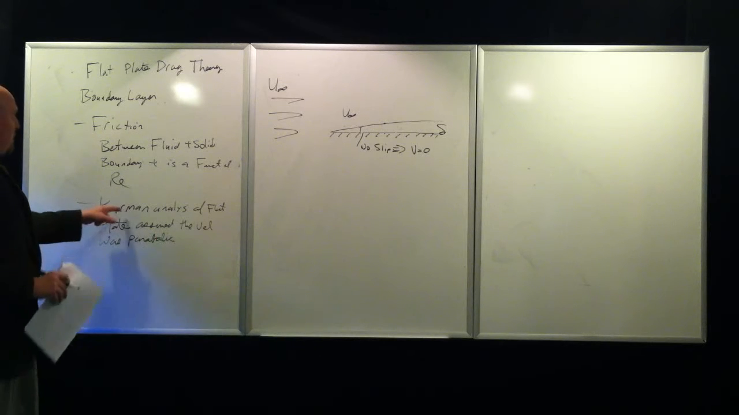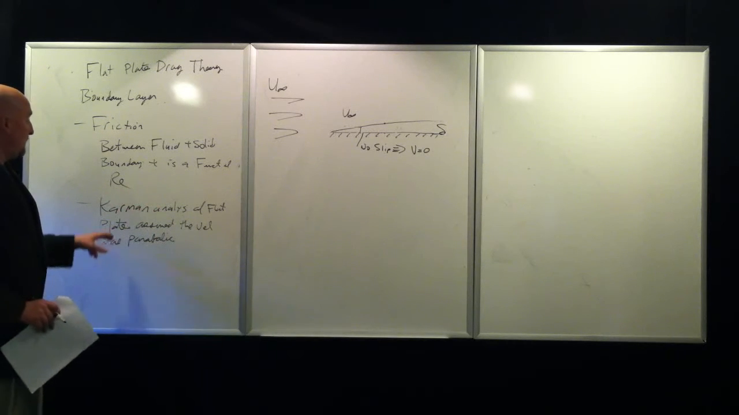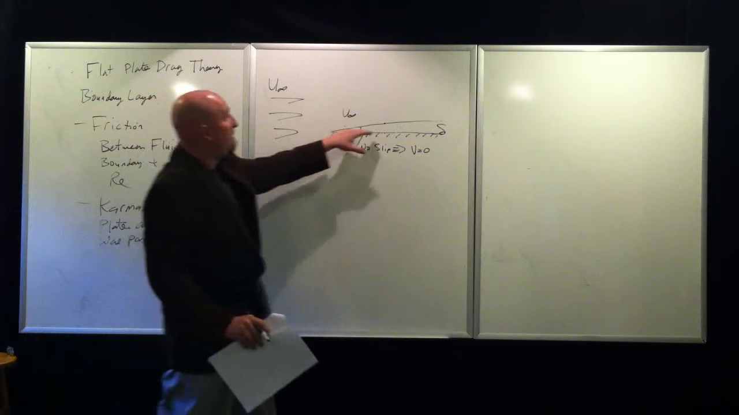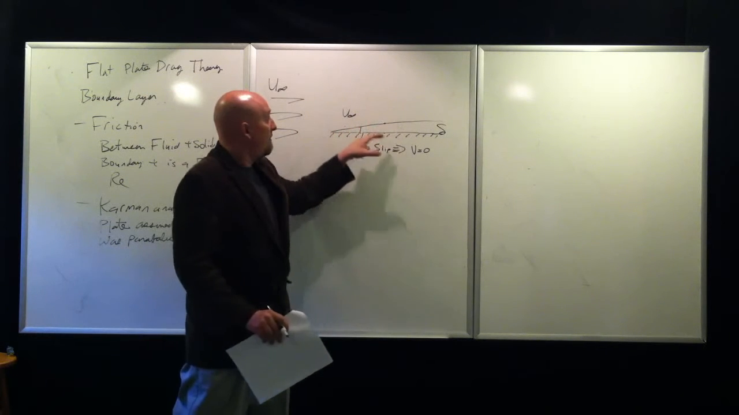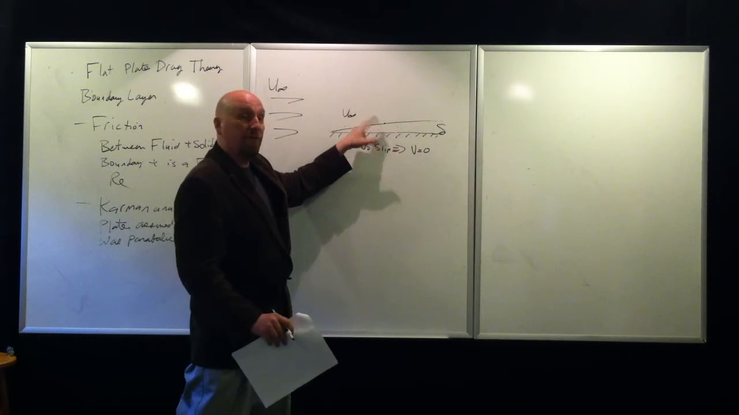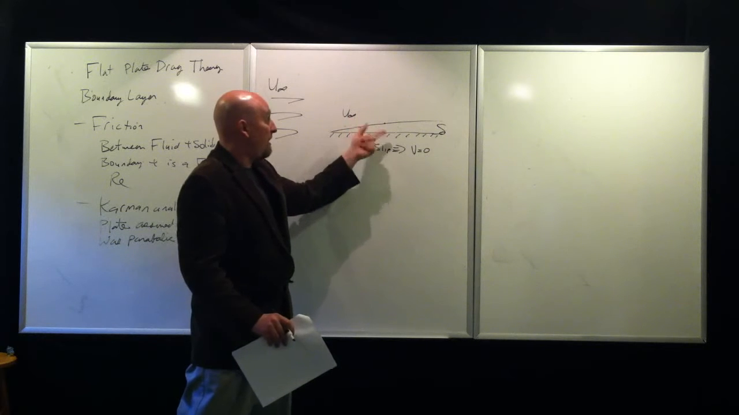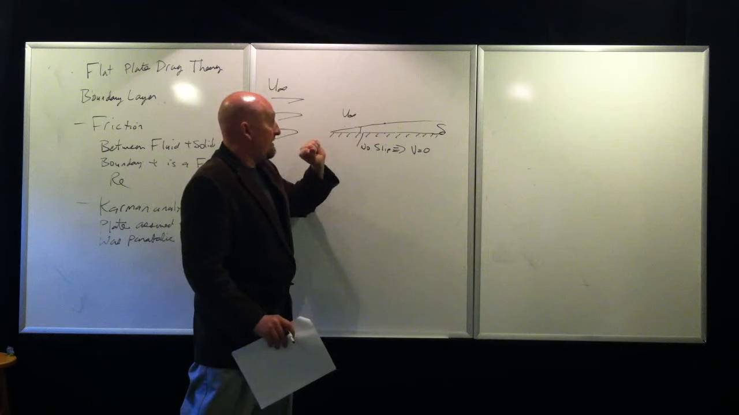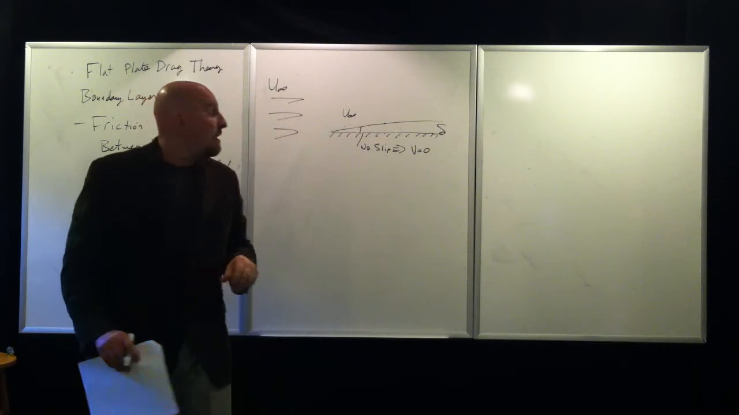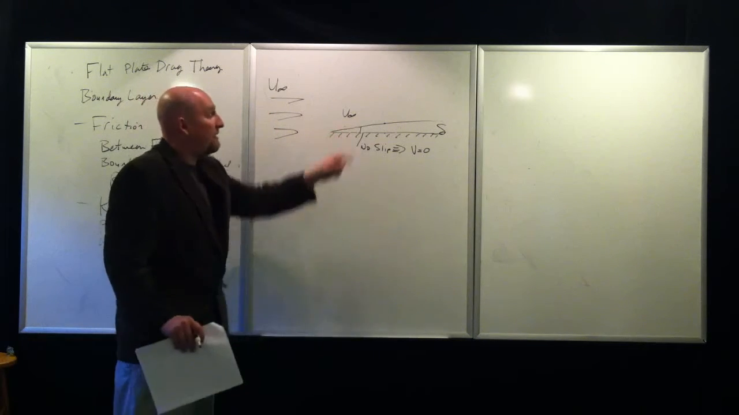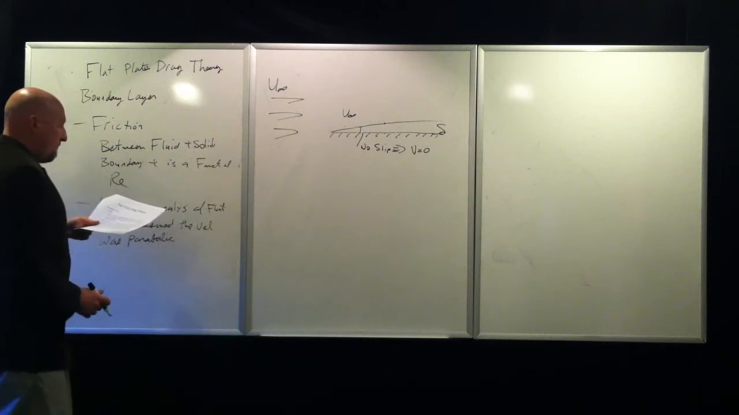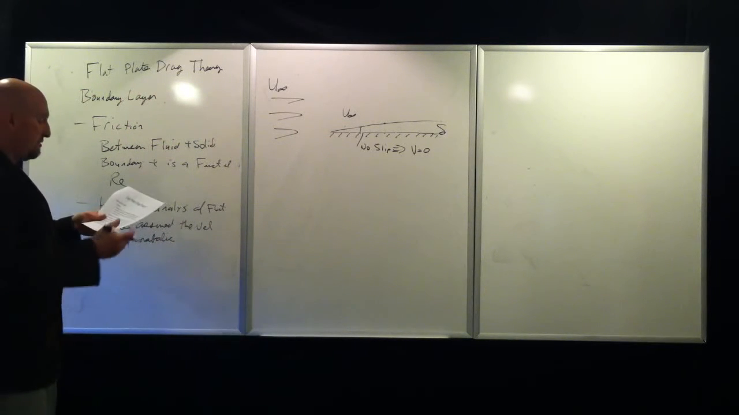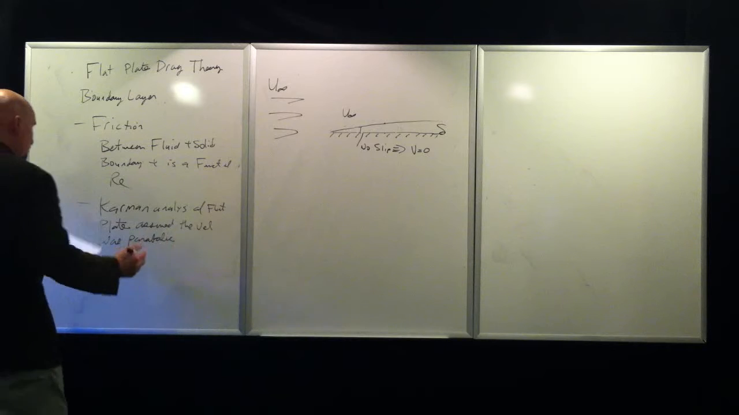Okay, Kármán made an analysis of the flat plate and assumed that the velocity was going to be parabolic. Came up with a velocity, or came up with a function that was parabolic in nature, put the boundary conditions V0 here, V infinity at the top, and came up with a way to model the velocity. From that, he was able to determine a local coefficient of friction.